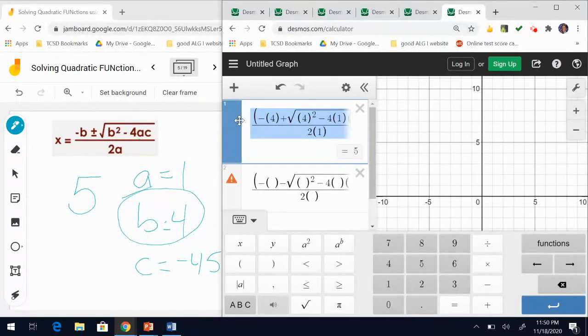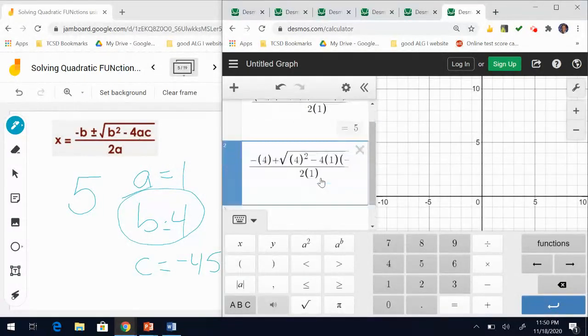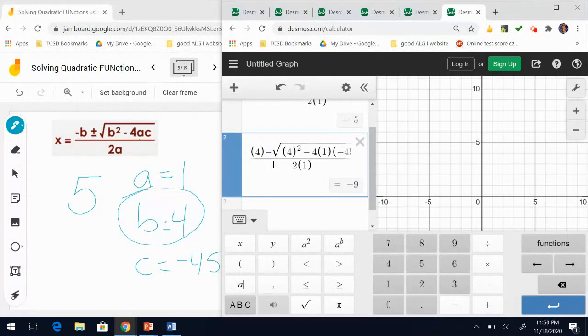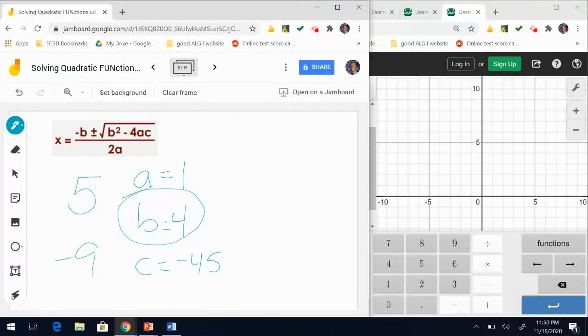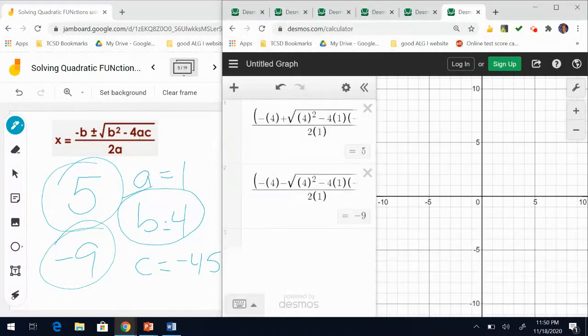Hit copy, and I'm actually going to get rid of this one and paste it. And instead of that positive value, I'm going to subtract here. And I get my other answer. The left arm is negative 9. So I just found my solutions by using the quadratic formula, and that was basically just plugging it in, okay? So I'm going to do that one more time, don't worry.